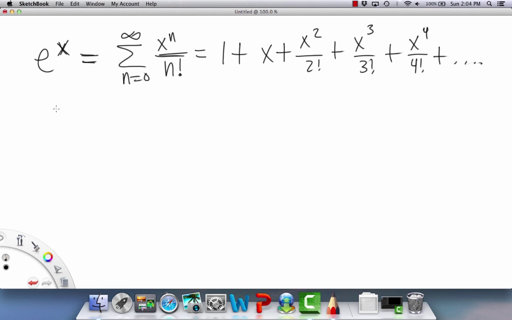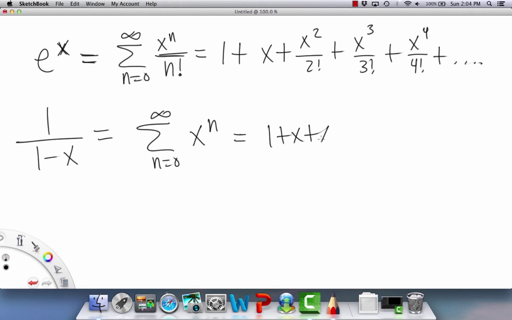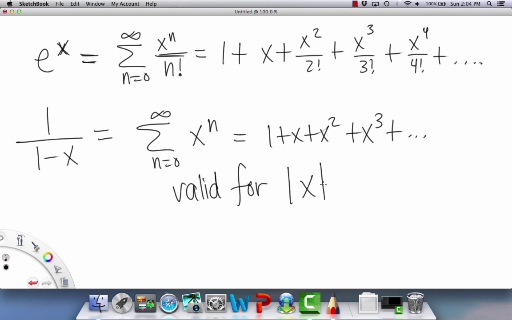Okay, and the other one that I'd like to share, we've seen this before. I just like to stress it. So this one is going to look like this, where we just have x to the n. This is just going to look like 1 plus x plus x squared plus x to the third plus blah, blah, blah. Okay, and this is valid on what interval, they use this terminology. It is valid for absolute value of x being less than 1, okay?